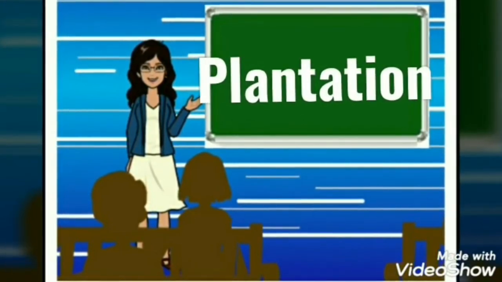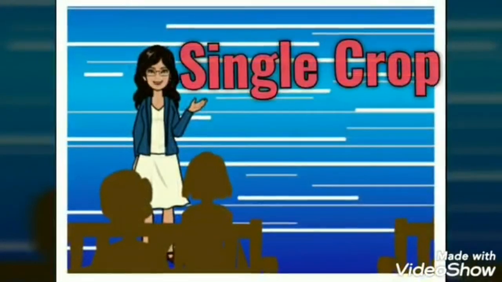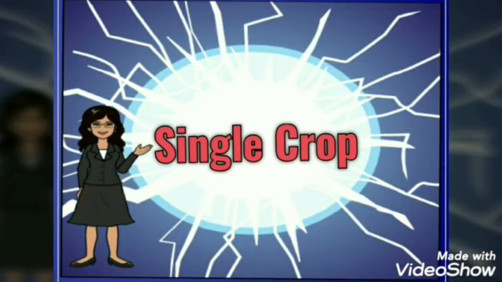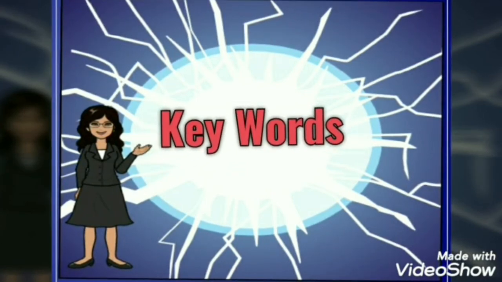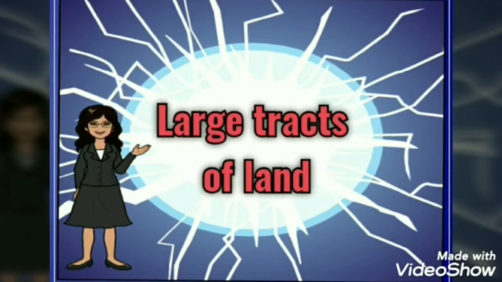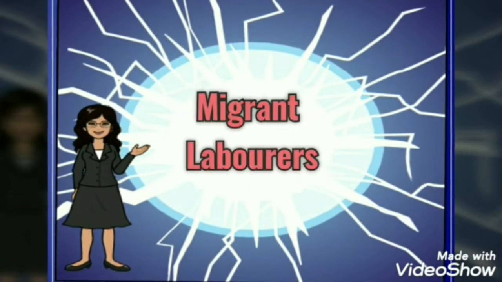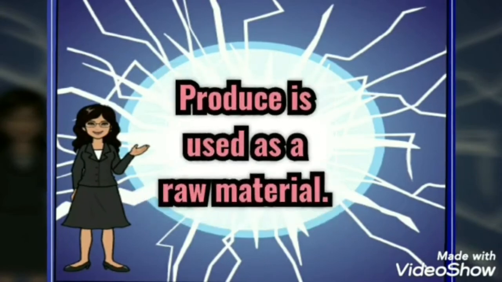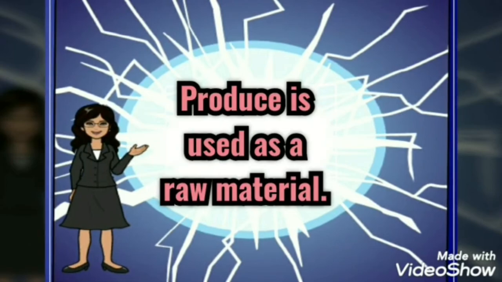Now let us know about plantation. Plantation is also a type of commercial farming. In this type of farming, a single crop is grown on a large area. Here the keyword is single crop. Do remember. A few more keywords I am going to give you. Please note, first one is large tracts of land. Second, capital intensive. Third, migrant laborers. And fourth, produce is used as a raw material. Can you elaborate them? It's very easy.